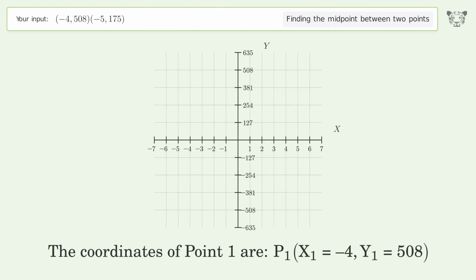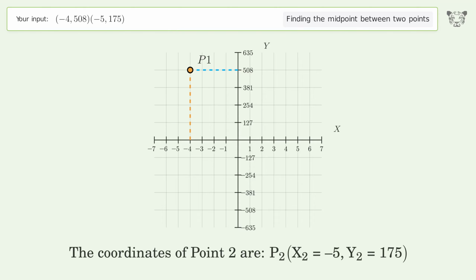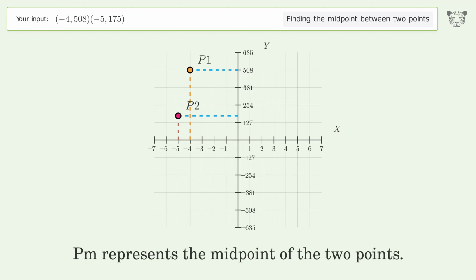The coordinates of point 1 are x1 equals -4, y1 equals 508. The coordinates of point 2 are x2 equals -5, y2 equals 175. PM represents the midpoint of the 2 points.